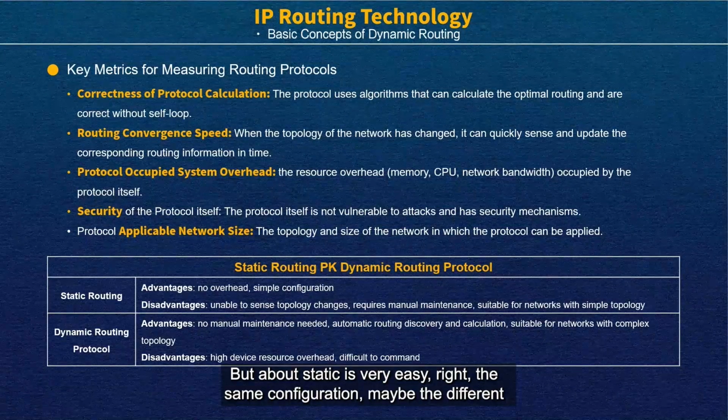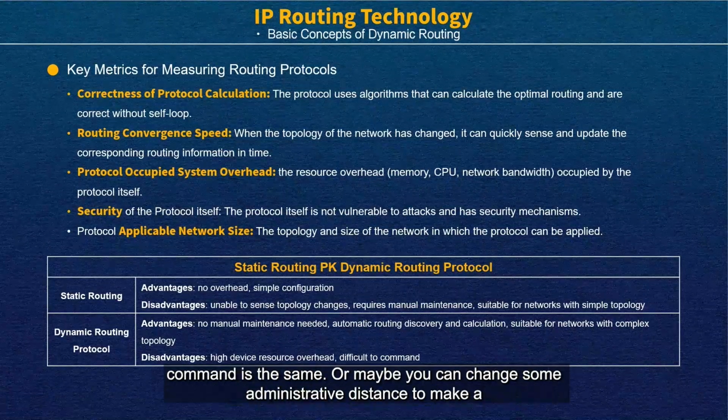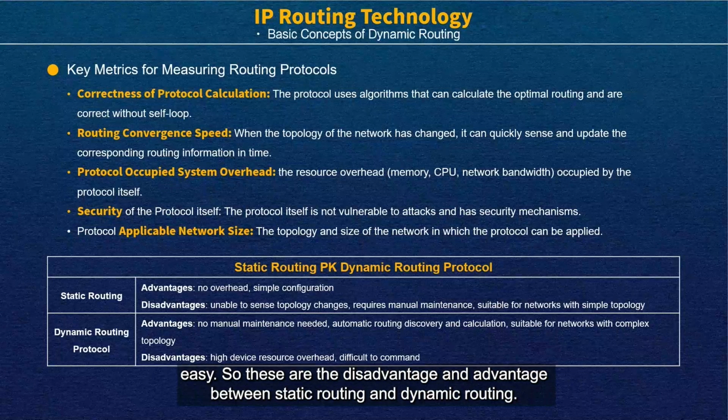But static routing is very easy, right? The configuration is the same. Maybe the difference is you add 10 static routes, or maybe 100, or maybe 1000, but the command is the same. Or maybe you can change the administrative distance to provide load balancing, or a main and backup function, something like this. But the command is very easy. So these are the disadvantages and advantages between static routing and dynamic routing.